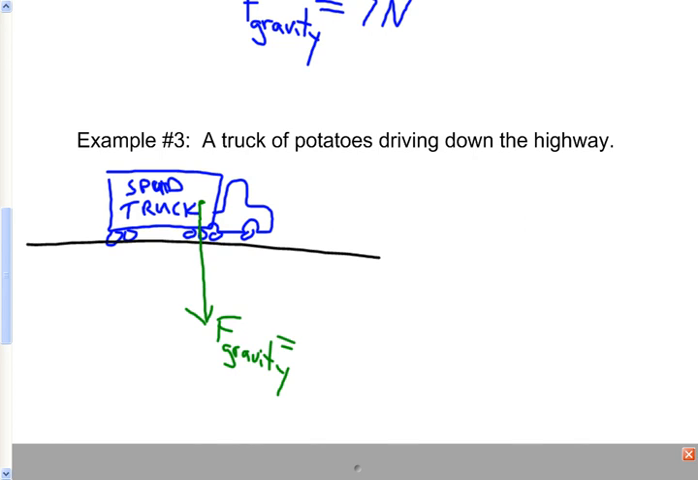And maybe it's 1,000,000 newtons. I kind of made that number up. I don't know if that's very realistic or not. Probably not so bad. Well, if the truck is staying on the road, not floating up in the air or getting buried into the road, then we know the road must be supporting the truck exactly the same amount in the up direction. So the force due to the road is 1,000,000 newtons.